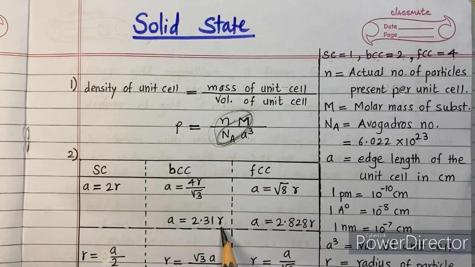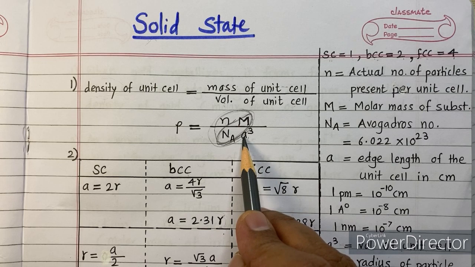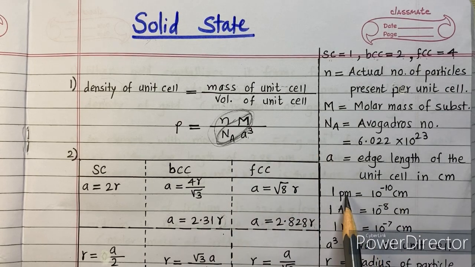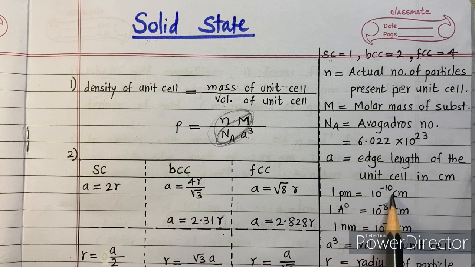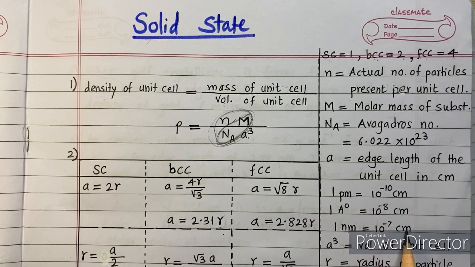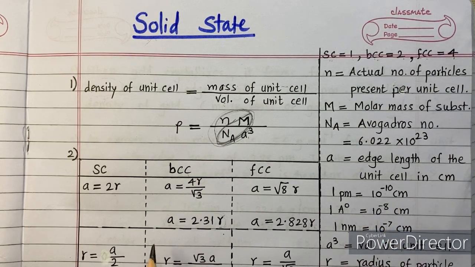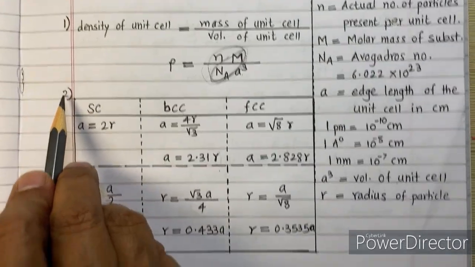Next, remember one thing here. This edge length a should be in centimeters. It may be given in picometer, Angstrom unit or nanometer. Convert that first into centimeters.